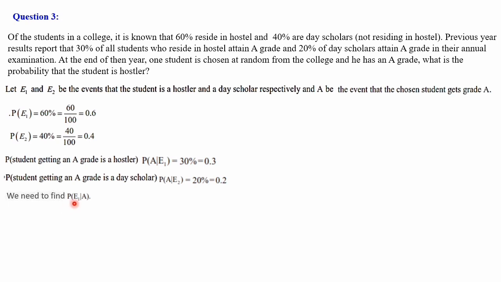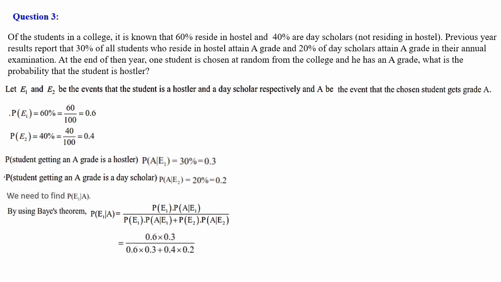So P of E1 given A. The condition given to you is that he or she has an A grade. Given that, we have to find the probability that he or she is a hosteler. By using Bayes theorem, P of E1 given A is equal to P of E1 into P of A given E1 divided by the total probability, that is P of E1 into P of A given E1 plus, since 2 events are there, E2 also, P of E2 into P of A given E2.